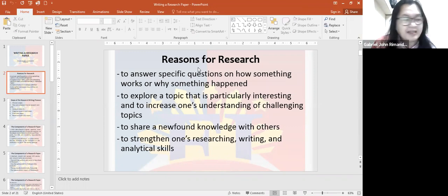Like for sciences, they keep on researching for some things that will prove some facts that have not been proven before, or some facts that they would like to, what is that word, I forgot. Some facts that they would like to strengthen, or some scientific inventions that they would like to pursue in the future as well.